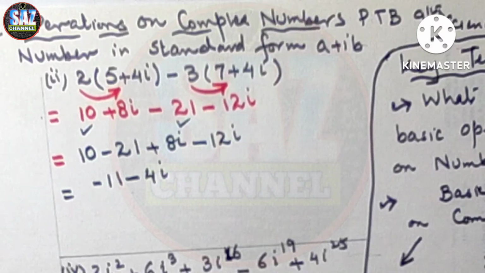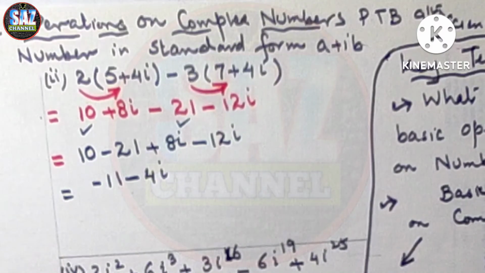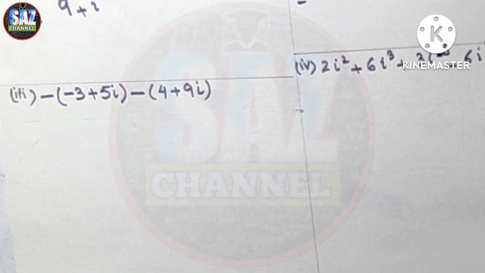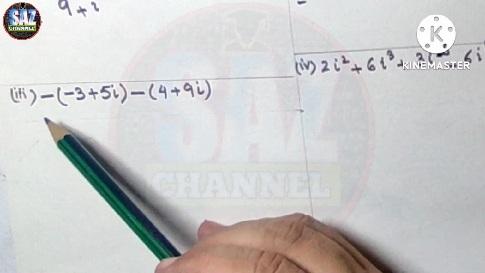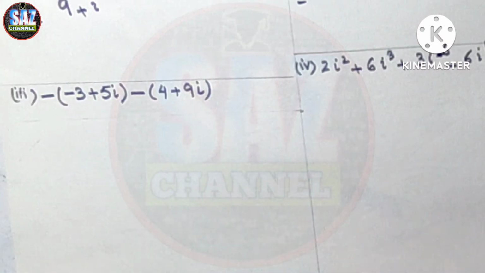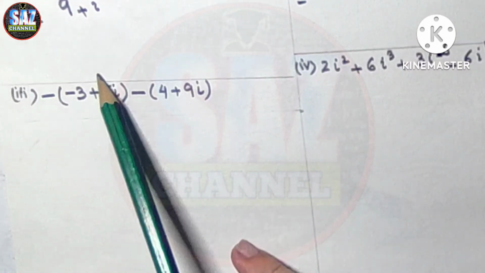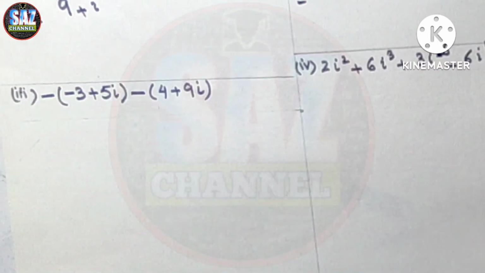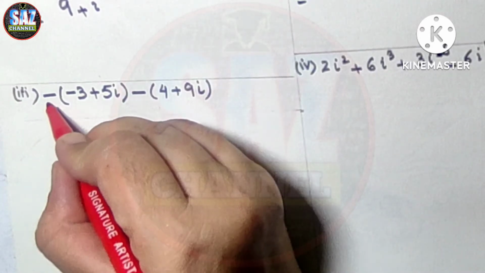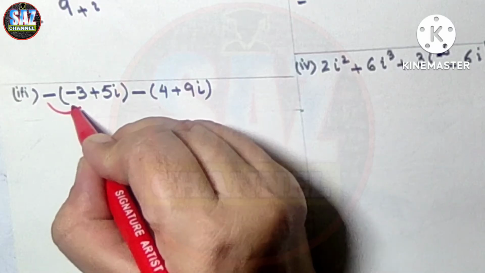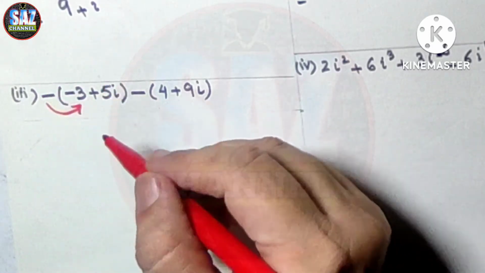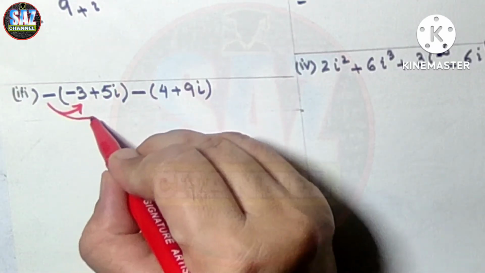So, you must watch and understand all these questions properly. Moving to the C part, and let me confirm the data. The question is minus 1 into minus 3 plus 5 iota minus 4 plus 9 iota. Again, what we are going to do is apply the distributive property, that this minus sign will have to be applied on every term inside the bracket.